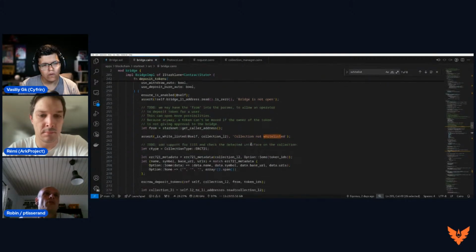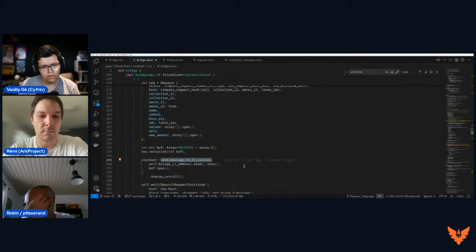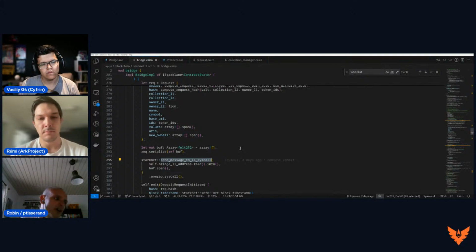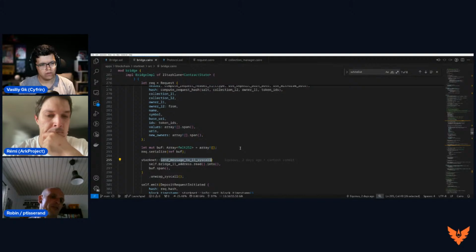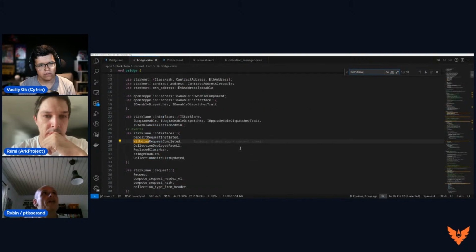This is a deposit token function also, so it does the same as the Solidity part. But the difference between L1 to L2 and L2 to L1 is that when you are transferring from L1 to L2, you don't need to withdraw on the L2 part, because it's already handled by the Starknet messaging system.